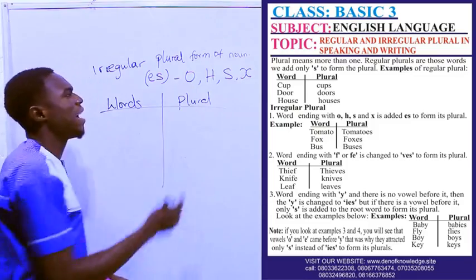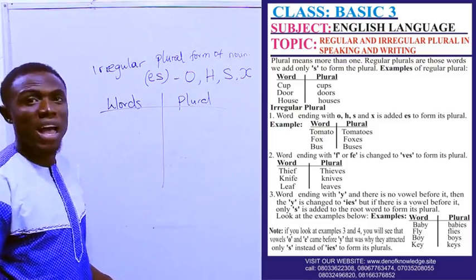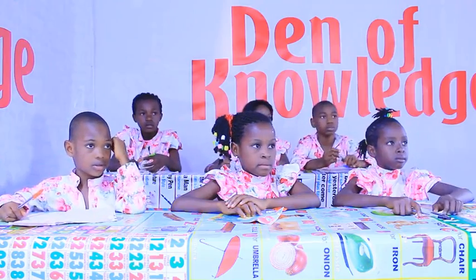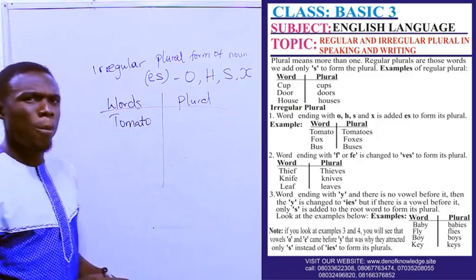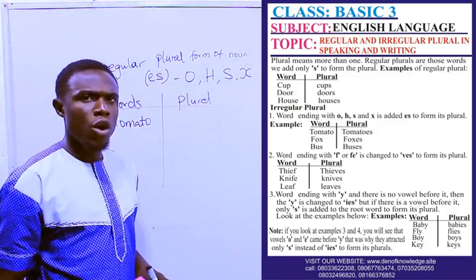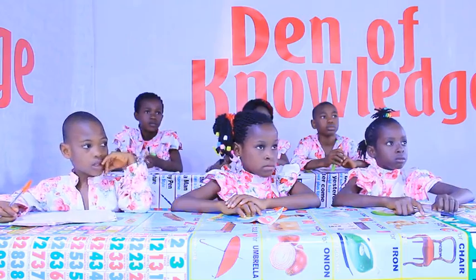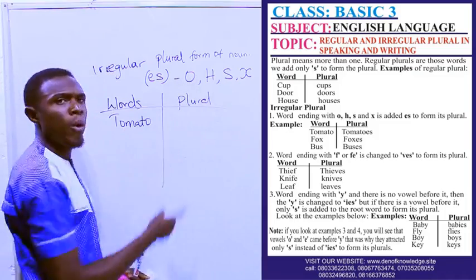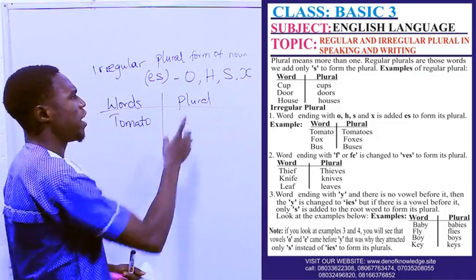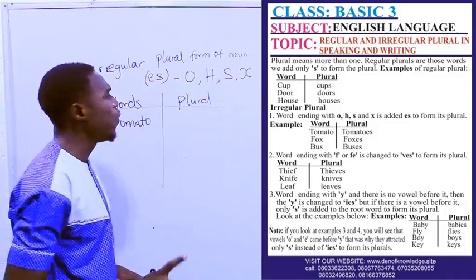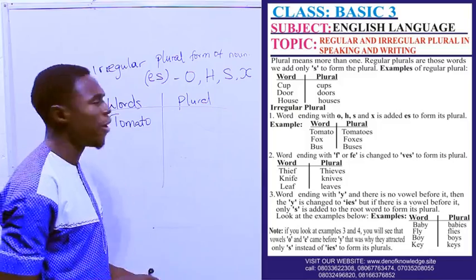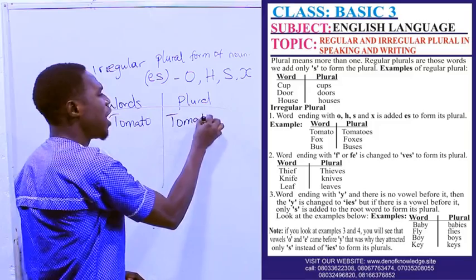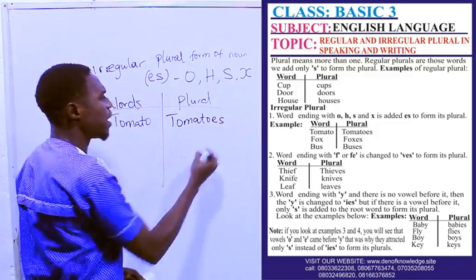Words that end with these letters here. The first one I have here is what? Tomato. No, the correct pronunciation is tomato. Alright, tomato ends with what? Letter O. And I told you, anyone ending with letter O, you add es to change it to plural form. And if we add es to this, it becomes tomatoes.